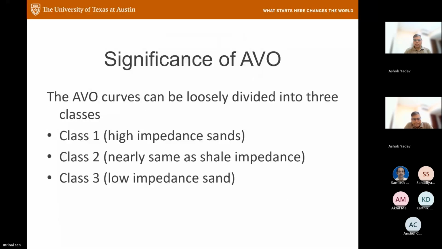So the significance is that the AVO curves can be loosely divided into three classes. This is class 1, high impedance sand. Class 2 is nearly same as shale impedance. Class 3 is low impedance sand.